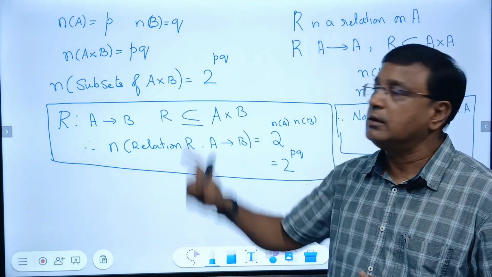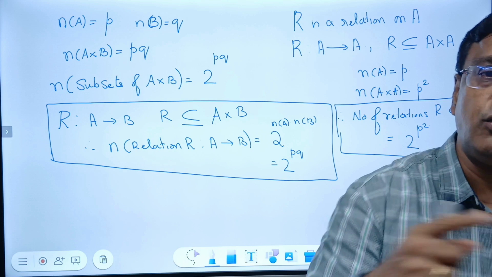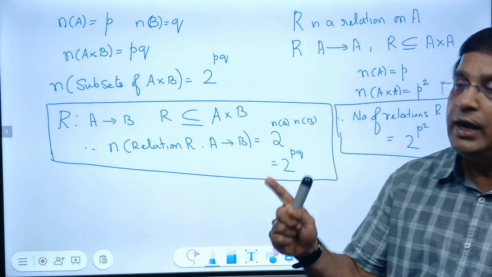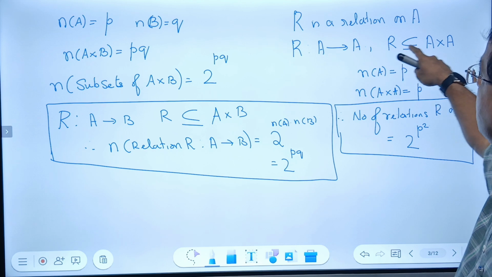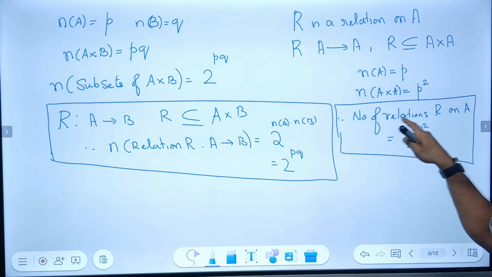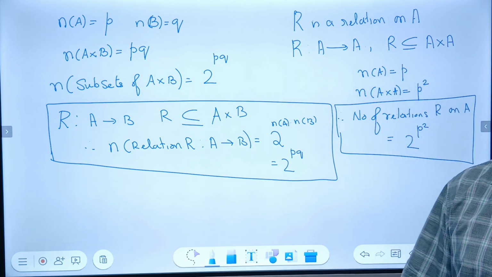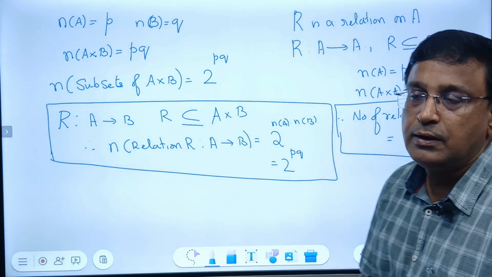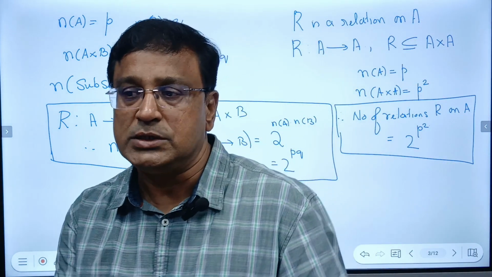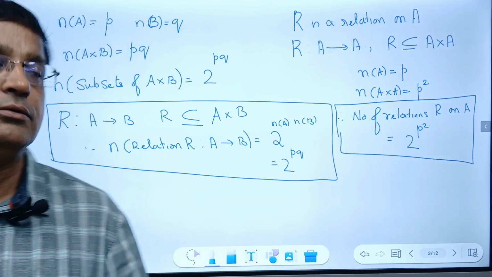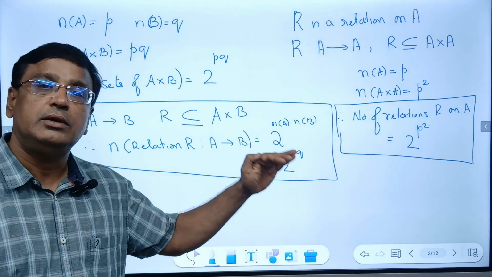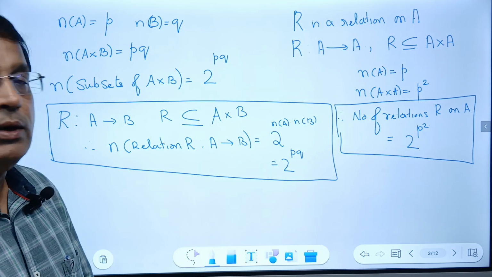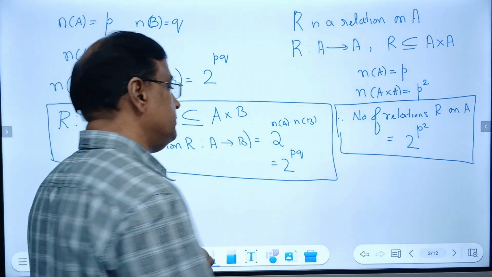Suppose if the relation is not from A to B, it is from A to A, I will say R is a relation on A and R will be a subset of A cross A. And I also spoke to you about the number of relations R on A will be 2 power P into P, that is P square. I hope this is clear. This is what you must have studied in class 11th. So I have just revised with you what the 11th standard portion of relation is. Now we are going to move forward and do different types of relation.